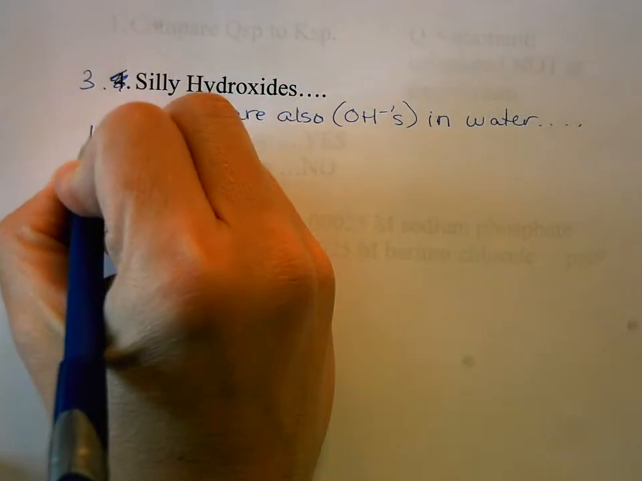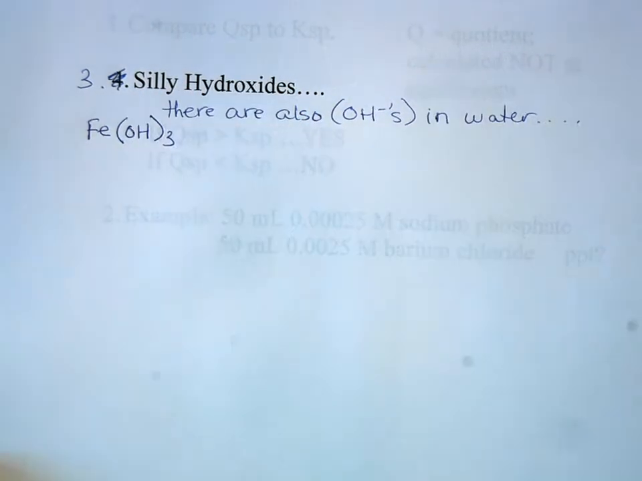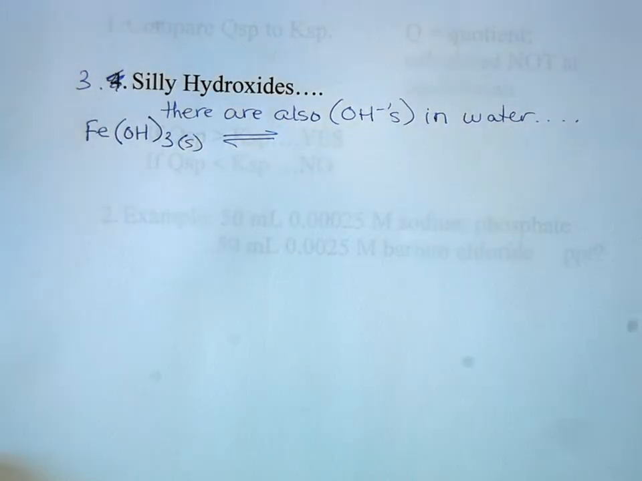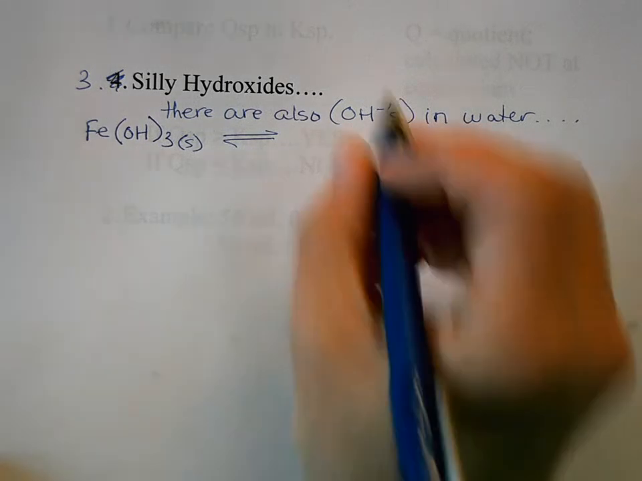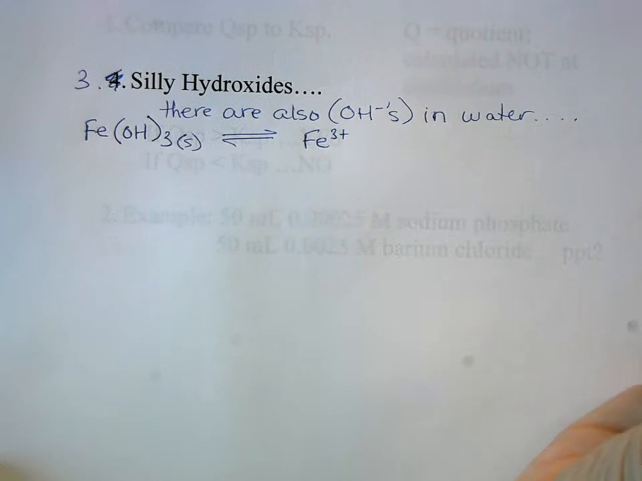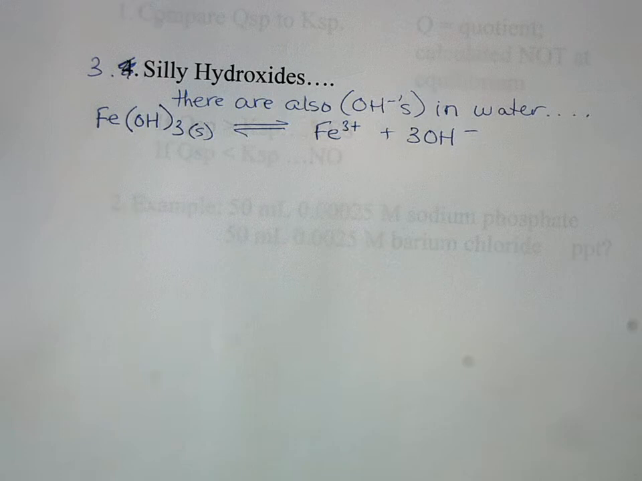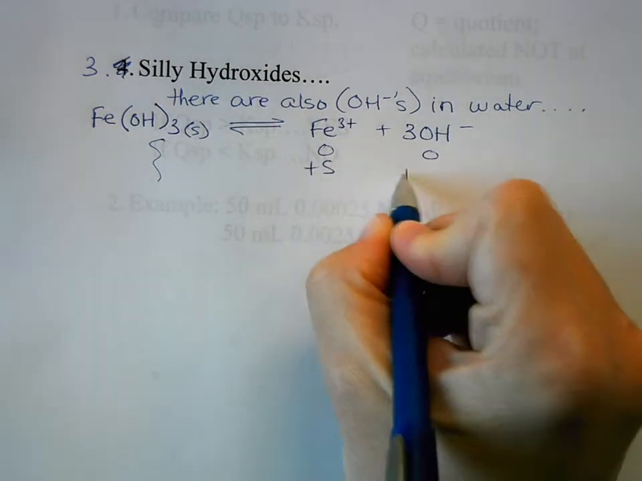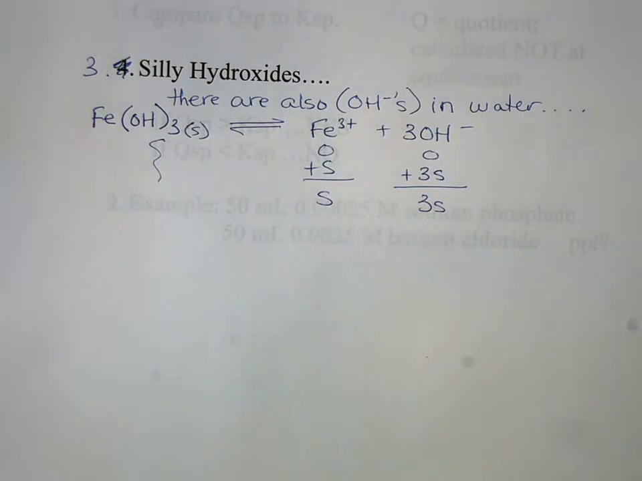Let's look at iron 3 hydroxide. Okay, insoluble except for a very tiny percentage. The percentage that does dissolve will give me 1 iron 3 and 3 hydroxides. Okay, now solids don't matter. I start out with 0 of this. I plus S and plus 3S. So 3S and S.